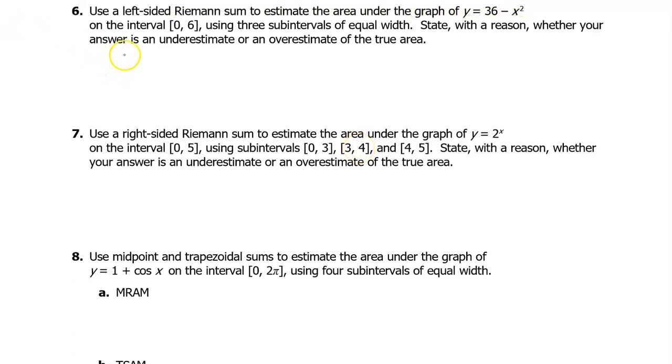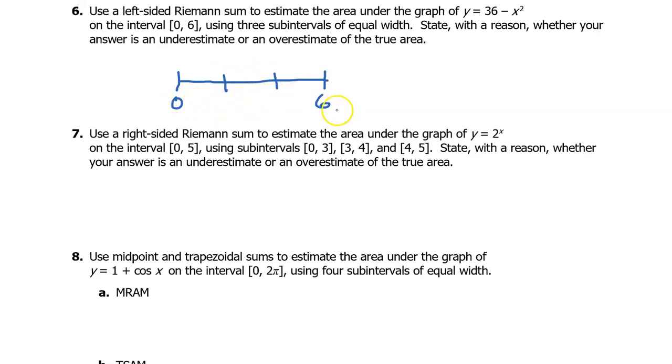So number 6 says, use a left-sided Riemann sum to estimate the area under the graph of y equals 36 minus x squared on the interval from 0 to 6, using 3 subintervals of equal width. So first of all, let's figure out what these subintervals should be. If we are going from 0 to 6, and we need 3 subintervals of equal width.